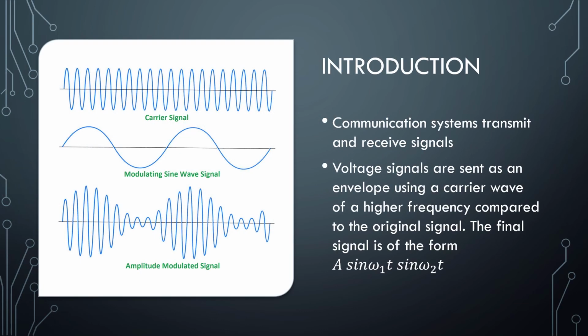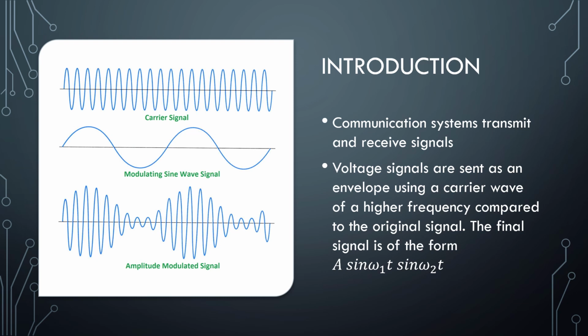Communication systems are responsible for the transmission and reception of signals. The process involves first converting the original signal to a form that can be transmitted over long distances, then receiving the signal, amplifying it to an appropriate amplitude, and finally converting it back to the original signal for further processing and use.